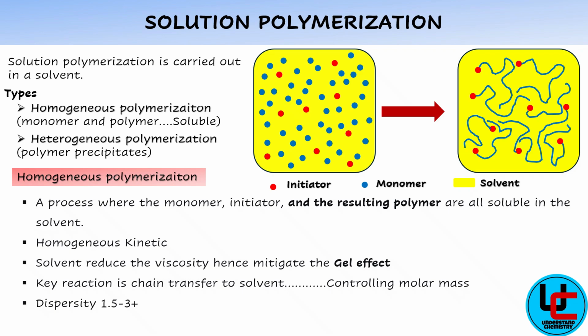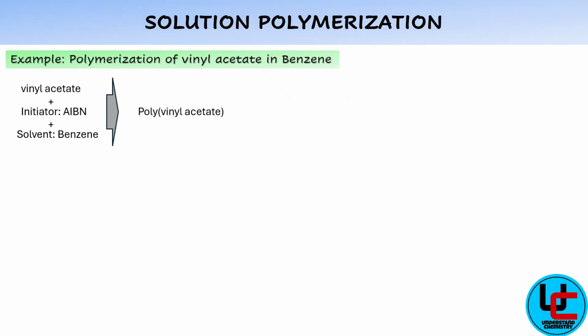A key reaction in this setup is chain transfer to solvent, which plays a crucial role in controlling the molar mass of the polymer. By adjusting the solvent type and concentration, we can fine-tune the molar mass distribution. Typically, homogeneous polymerization yields polymer with a dispersity in the range of 1.5 to 3, indicating a moderately broad molecular weight distribution. Let us walk through a practical example of solution polymerization using vinyl acetate in benzene.